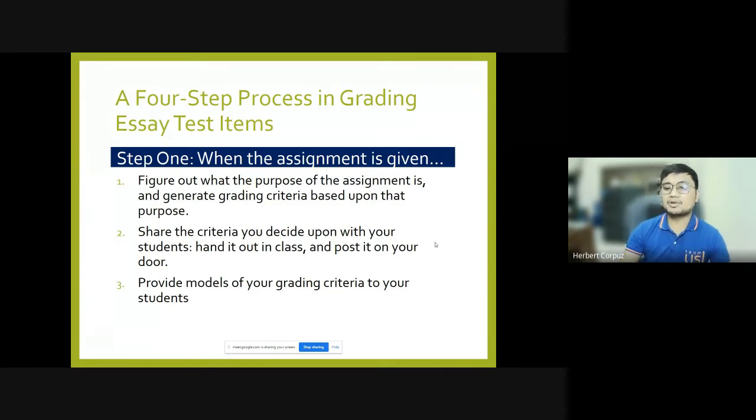The next is provide models of your grading criteria to your students. What do you mean by models of grading criteria? Provide them an example essay. That's what we mean by exemplars. We cannot just tell them do this and do that, but we cannot show them an example, a perfect example for such matter. There has to be an exemplar, a learning exemplar to be provided to them before we ask them to write their essay.